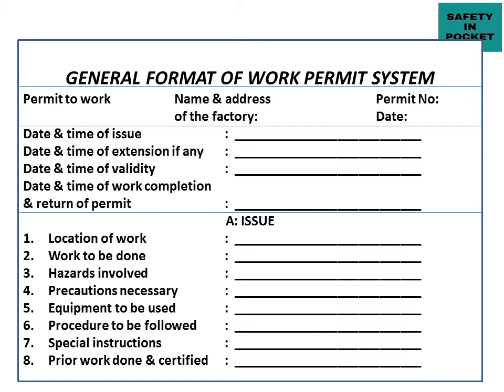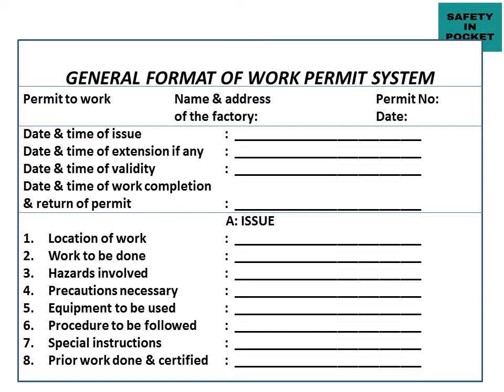So the first part of the permit is issue. In the issue, the location of work, in which location the work is going to be carried out, work to be done, which type of work we are going to do, hazards involved in that work, what are the hazards involved in that area, and precautions necessary during that work, which should be provided by the issuing authority.